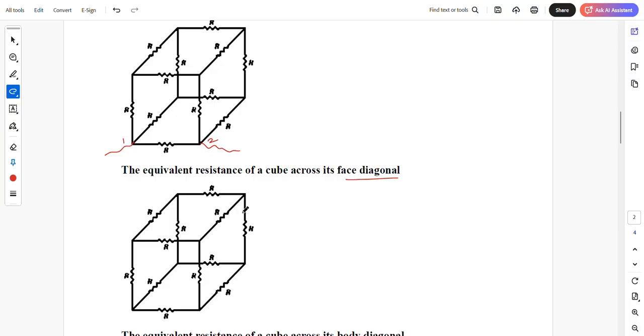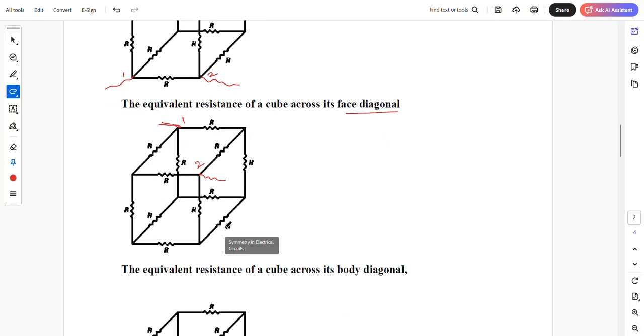What is meant by face diagonal? Face diagonal is this one. Let us say this is 1 and this one is 2. This is called face diagonal. These are the edges, 1 and 2 are the edges. The equivalent resistance between the edges, and now it is between the face diagonal. I will call this as 1 and I will call this as 2.